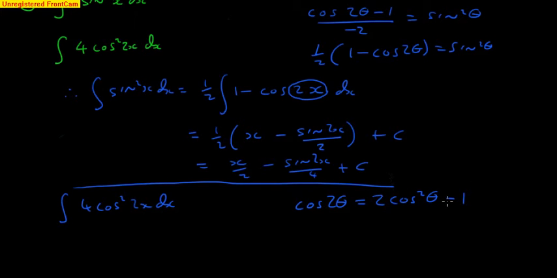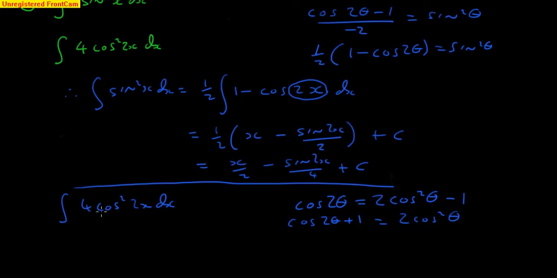Okay, so now I've found the one that I'm going to use. I must now rearrange this until it looks something like this. I know I've got a 2x there, we'll come to that later. Let us first of all just add 1 to both sides. So I get cos 2 theta plus 1 is 2 cos squared theta.